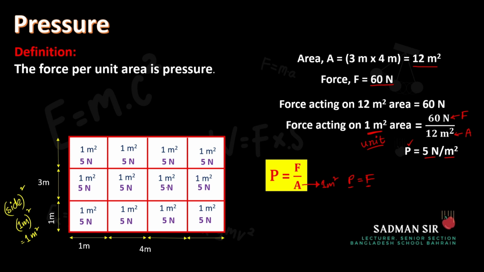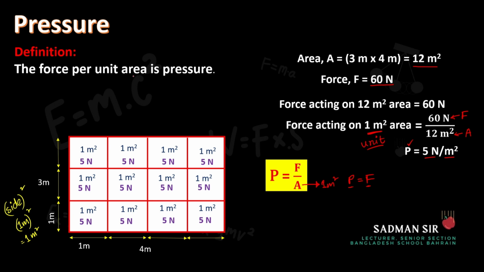Now let us take a look at the definition: the force per unit area. Now you might be asking, sir, why didn't you mention 1 meter square here? Because unit does not always mean meter square. Unit means 1, but the area unit might be meter square or centimeter square or kilometer square. So in general it is safer to mention per unit area. So pressure is nothing but force on unit area. Okay, so that is our pressure.